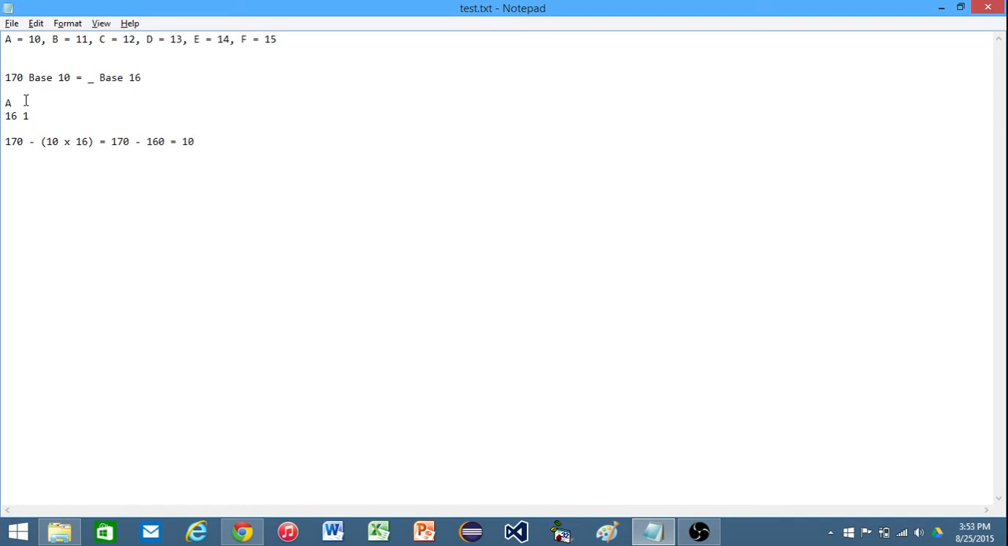Now again, we have 10 left over, and we have our 1s. We can account for all 10 of those by using the letter A again. So the number AA is going to be equal to 170 in base 10.